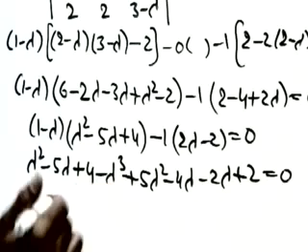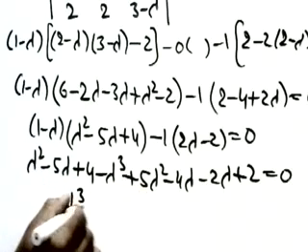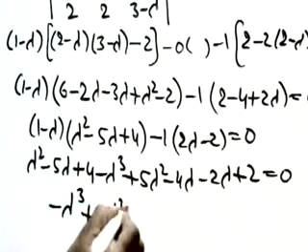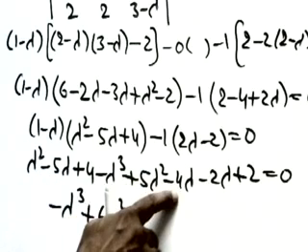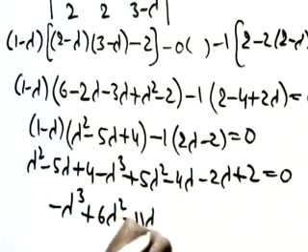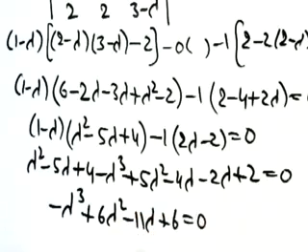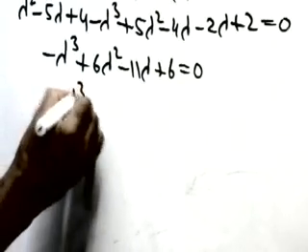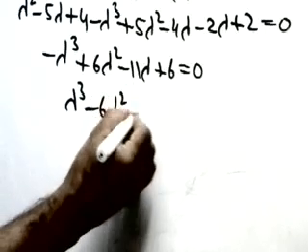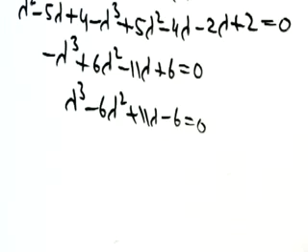So let us write in order wise. First we write lambda cube, then lambda square, 5 plus 1 is 6, 6 lambda square, then minus 5 lambda minus 6, minus 11 lambda, lastly numbers 2 plus 4 is 6 equals to 0. You take minus common from this. If you take minus common, this will become plus, and this will become minus, this will become plus, and this will become minus equals to 0.